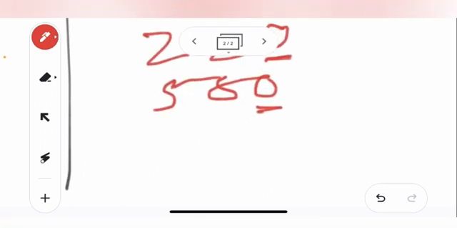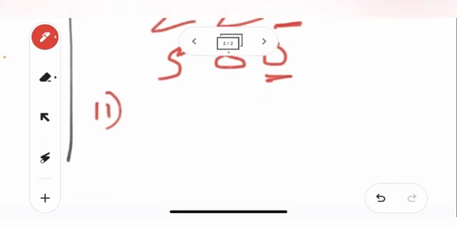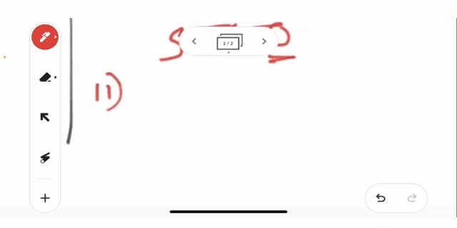Now let us see the divisibility rule for 11. Now here, students, again this is new for you, so pay attention. Here, how to find the divisibility for 11. Suppose there is one number.